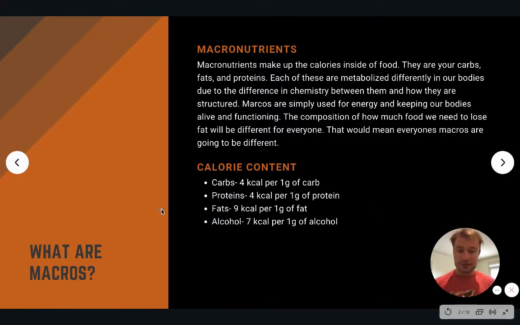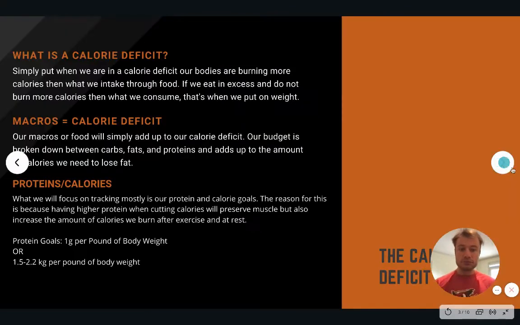So going into this, for every single time you consume 1 gram of carbs, there's going to be 4 calories per 1 gram. For every time you consume 1 gram of protein, there's also 4 calories. For every time you consume 1 gram of fat, there's 9 calories. And for alcohol, 1 gram, 7 calories. And obviously that is going to be dependent on the liquor that you're drinking, or beers that you're also drinking.